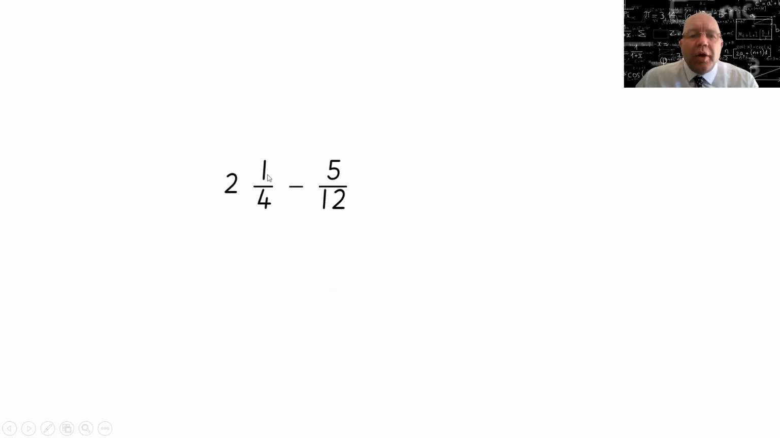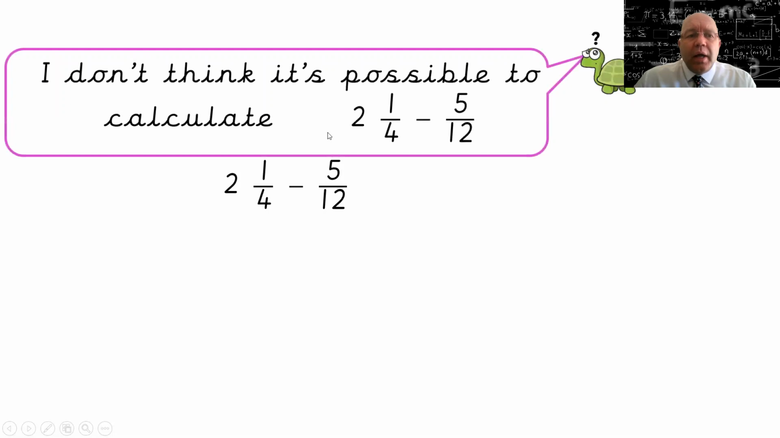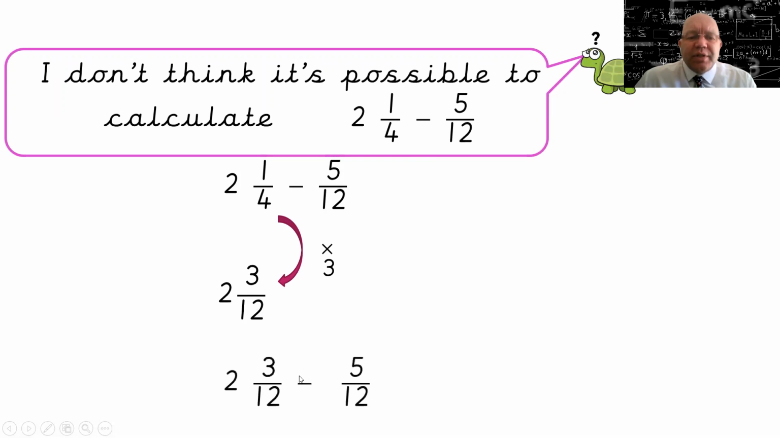Okay, 2 and 1/4, take away 5/12. Now, the first thing I need to do is convert my quarters into 12s. I need to create that common denominator. Okay, but our turtle friend doesn't think this one's possible. So let's see if he's right. Okay, so we'll multiply by 3. So we've now got 2 and 3/12. 2 and 3/12, take away 5/12. Now I've only got 3/12 here. So is he right? Is this one impossible? Have a think.